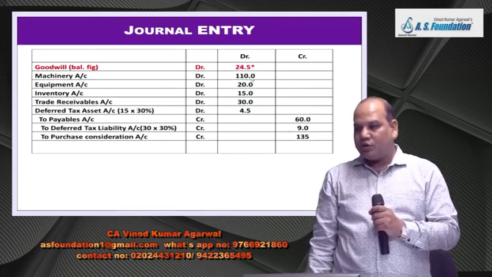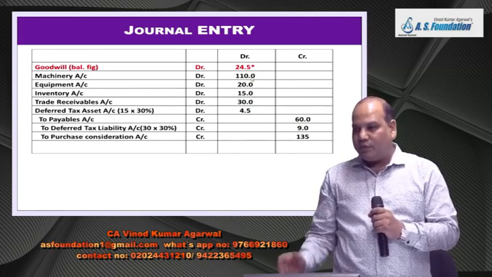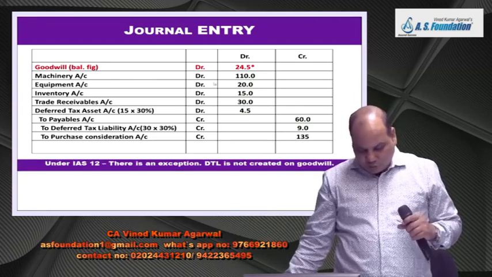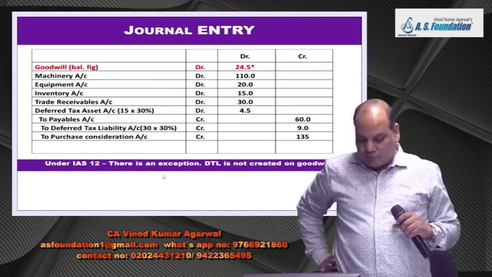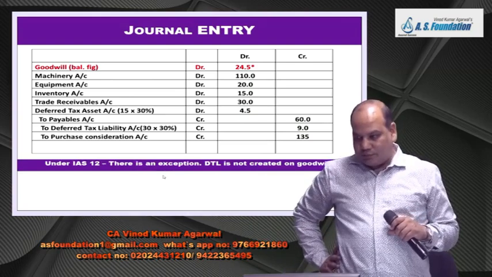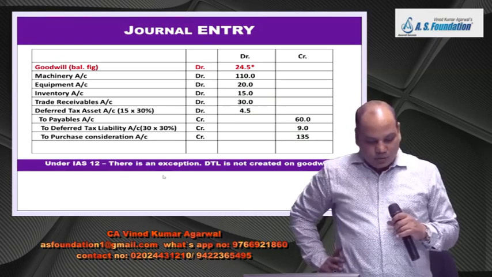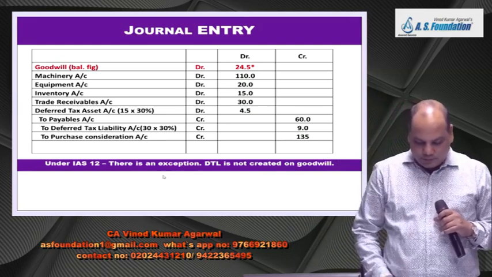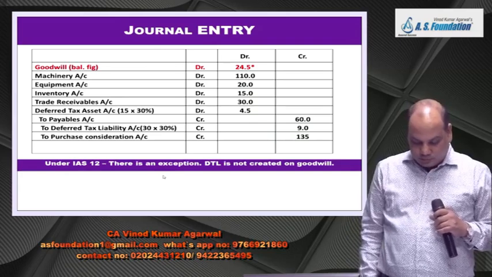In this question there is a specific adjustment. This goodwill will be written off in 5 installments for income tax purpose. Okay. First you write a note below this journal entry. Under IAS 12 there is an exception. DTL is not created on goodwill.